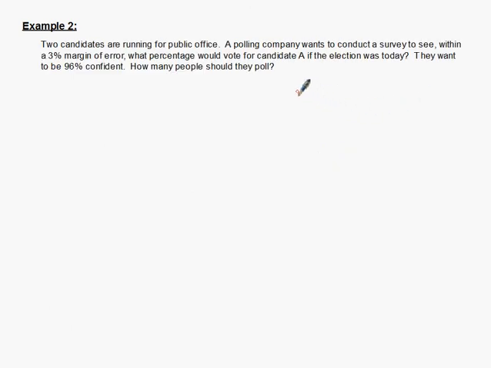Two candidates are running for public office. A polling company wants to conduct a survey to see, within a 3% margin of error, what percentage would vote for candidate A if the election was today. They want to be 96% confident. How many people should they poll? That's a sample size question.